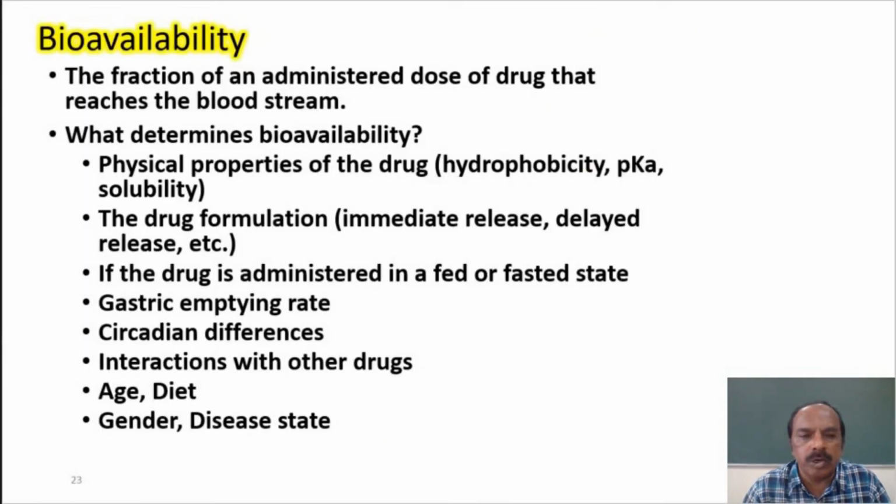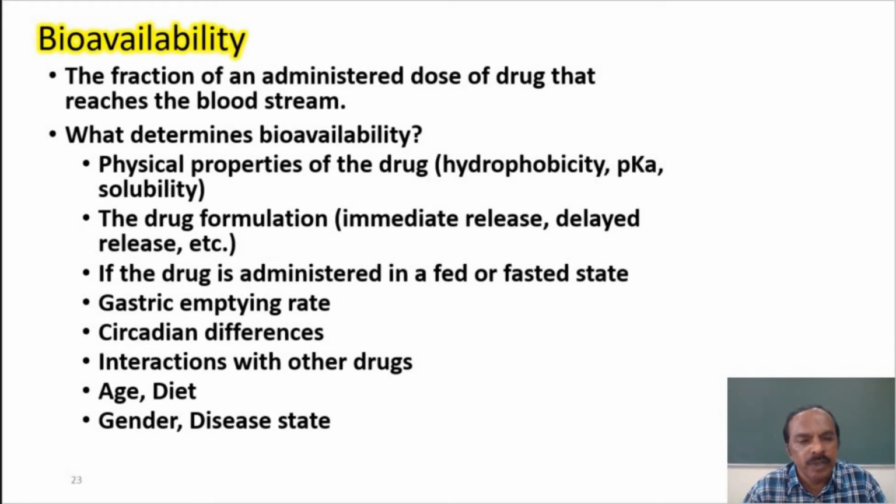The next important aspect of drug is bioavailability. If you take 10 milligram of a drug, let's say Crocin or paracetamol, the entire 10 milligram of drug is not available for the mechanism of action, not available in the bloodstream. So the amount of drug that is available in the bloodstream for action is what is called bioavailability, and it is determined by various factors.